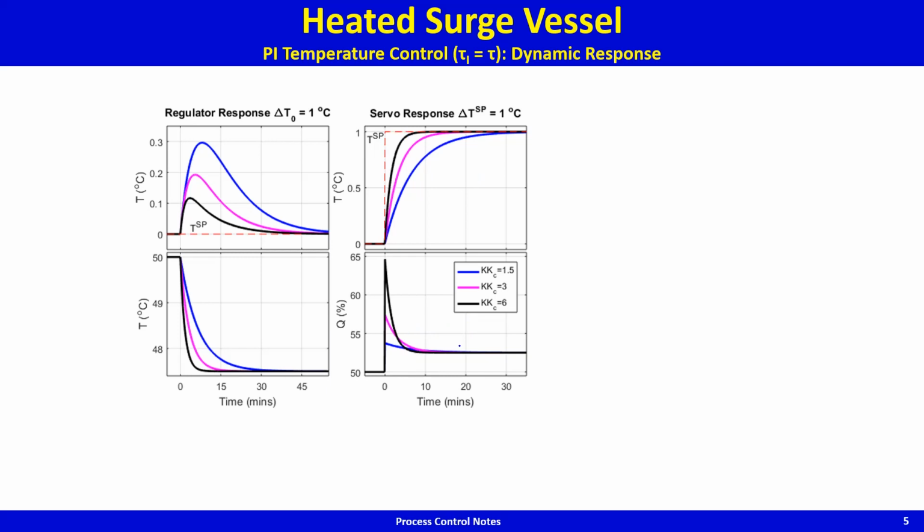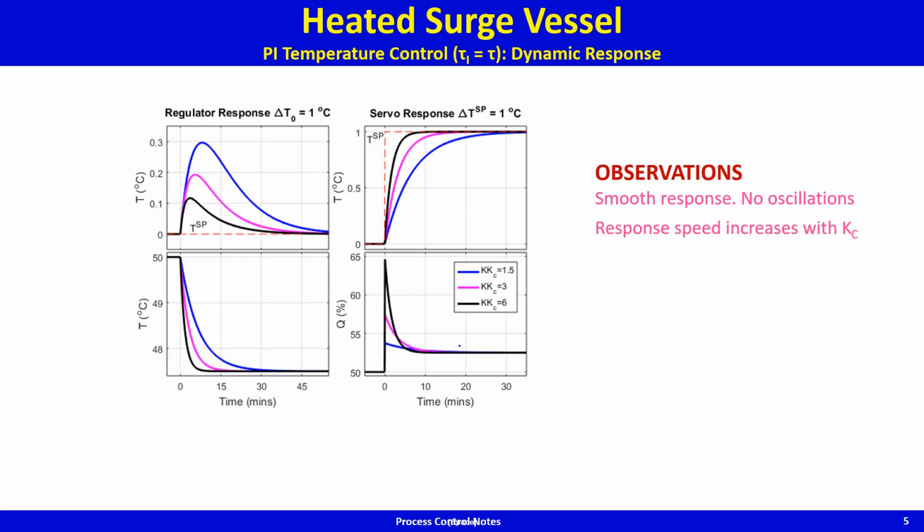So what this small exercise has shown is that the temperature response is smooth, there are no oscillations, the response speed increases as the controller gain is increased, the aggression in the change in Q increases as the controller is made more aggressive, as Kc is increased, and most importantly, if the set point remains constant, then for regulator response and servo response, eventually there is no offset, the temperature ends up at the set point.